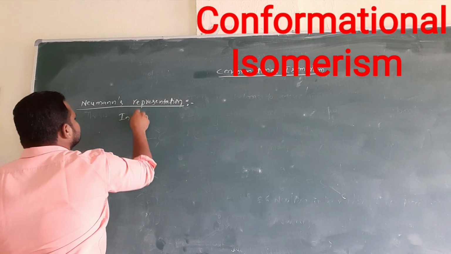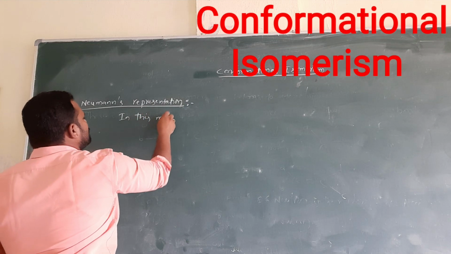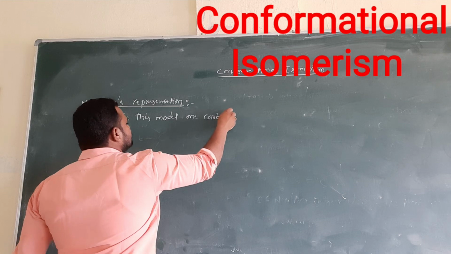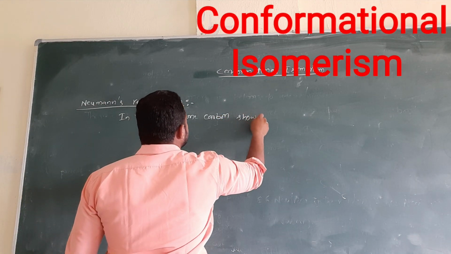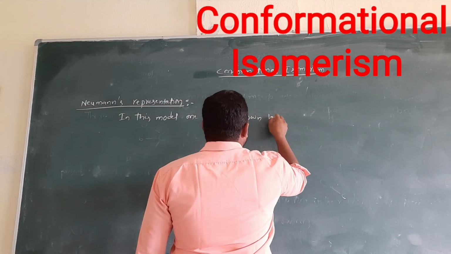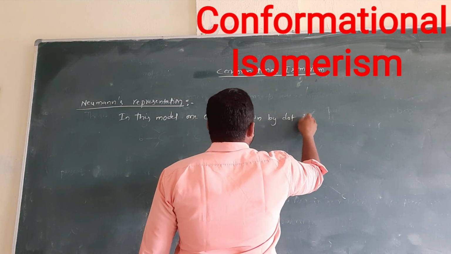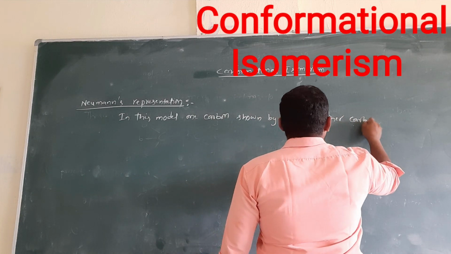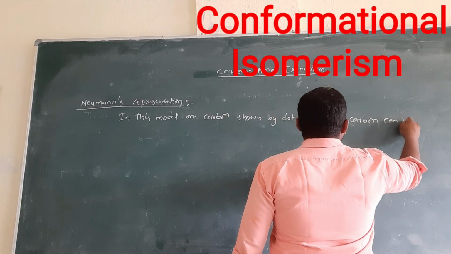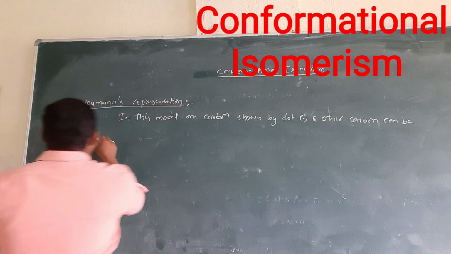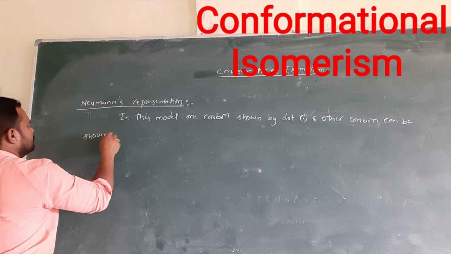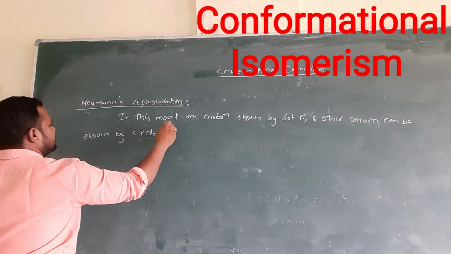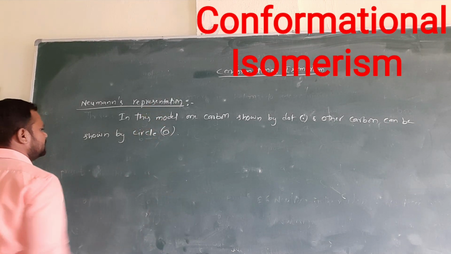In this model, one carbon is shown by a dot, and the other carbon can be shown by a circle.